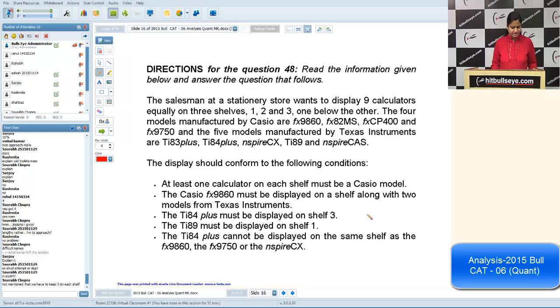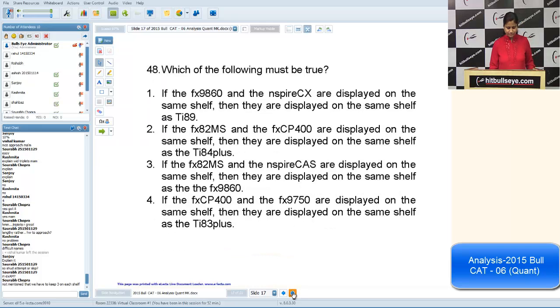Saurabh, this is not mandatory. We will not make use of this. Let us see the 48th question. It says there are 3 shelves, one above the other. So let us take shelf 1. I'm not making use of that statement that you are considering.